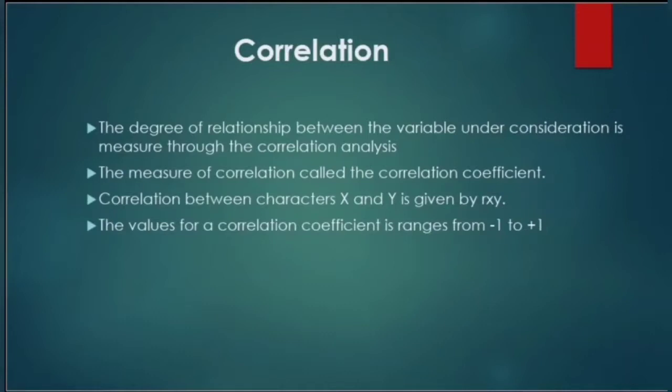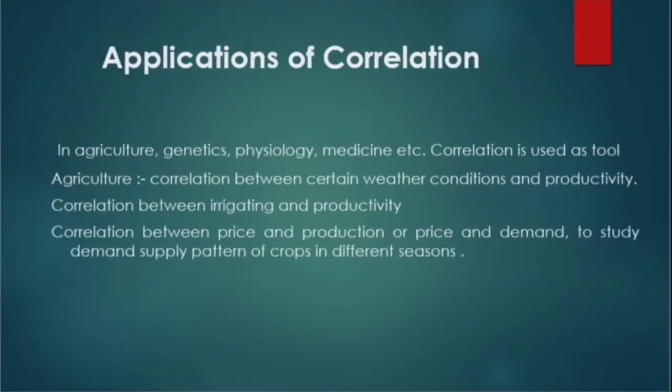Correlation between characters x and y is given by Rxy. The value of the correlation coefficient always ranges from -1 to +1. Now have a look at applications of correlation in agriculture, genetics, physiology, medicine, etc. Correlation is used as a tool.